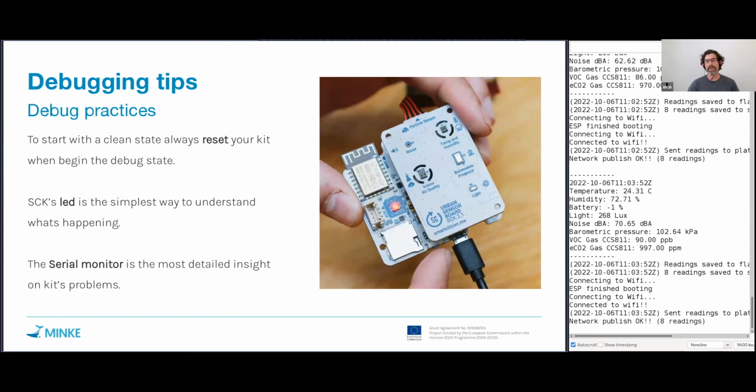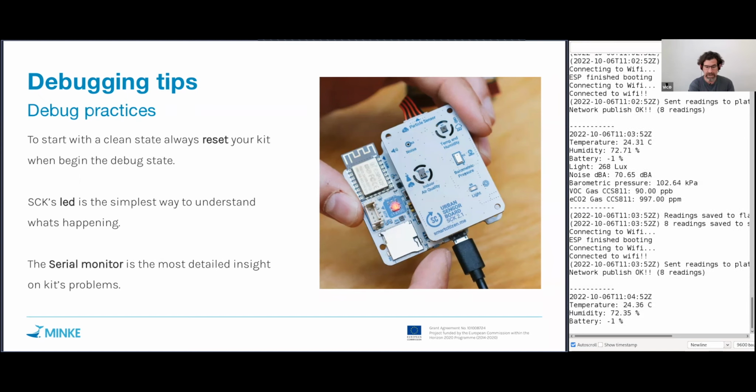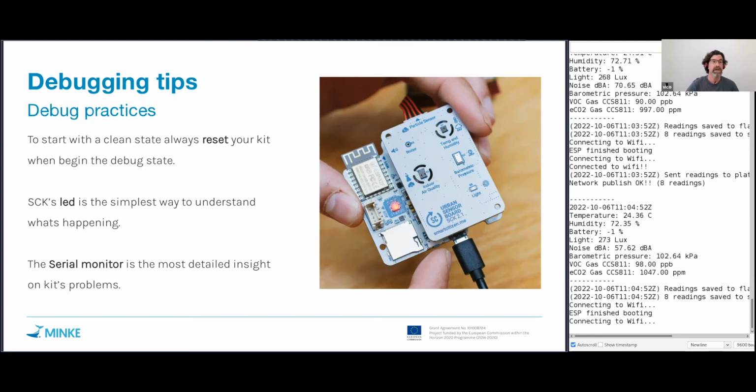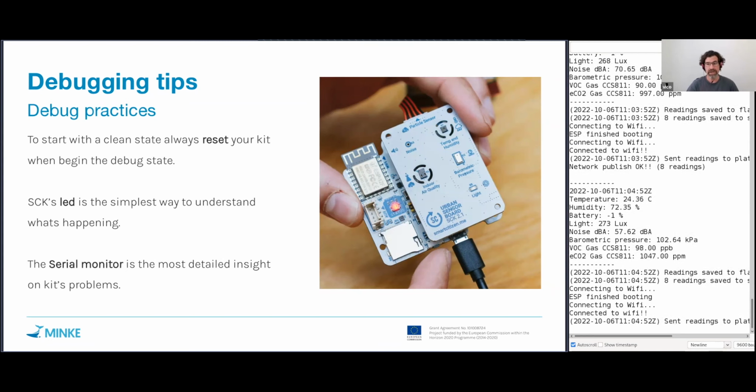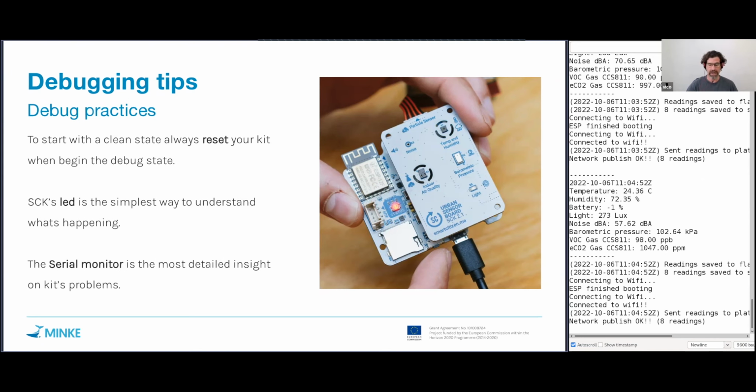First of all, always start from a clean state. Reset your kit because something could have gotten messed up. Something can be wrong in the temporary configuration or in memory. So reset your kit before starting to debug. Sometimes the error was a temporary error that resetting the kit can fix. And if that's not the case, then at least you know that you're starting from zero and that the error can be recognized easily.